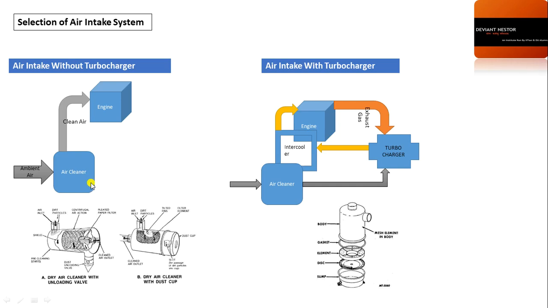For engineers, two things are very important. First thing is space constraint, and second thing is pressure drop. Every time when we design, we need to keep in mind there must be minimum pressure drop as possible, and second thing is how to accommodate that thing in a constrained space.